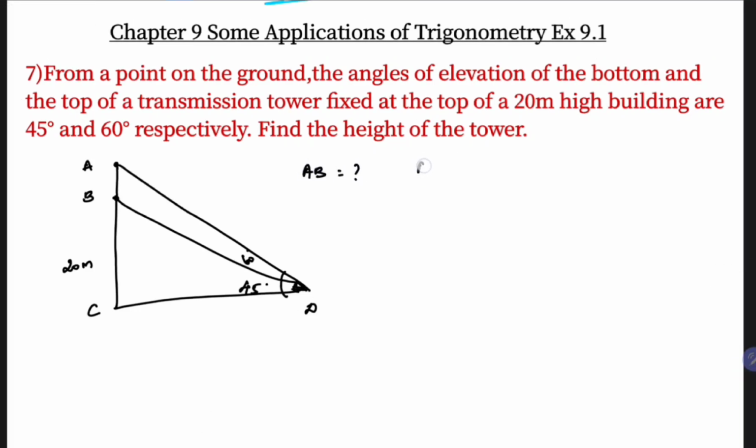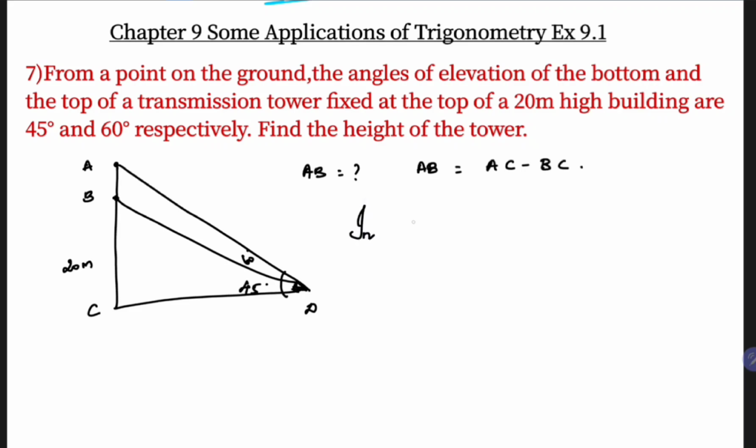AB can be written as AC minus BC. So substituting the values by identifying AC and BC, we can identify the height of the transmission tower.